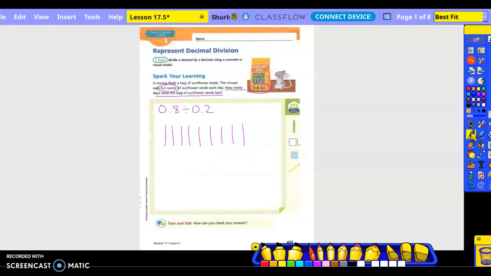Okay. How many are going to be in each group? 2, right? So we're going to put a circle around 2. Circle around 2. Circle around 2. Oh, I drew too many. Okay. So how many groups do I have? 4. So my answer is 4. So, 4 days.